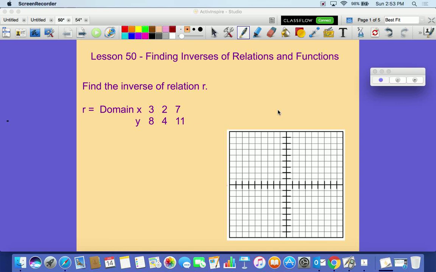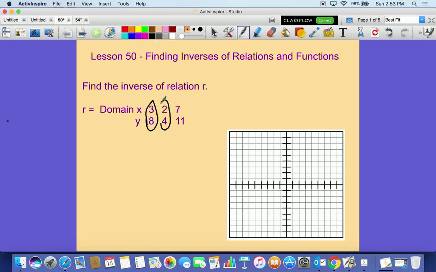Today we are going to talk about finding inverses of relations and functions. The very first thing that you can do with any of these is you can always graph them out. If you've noticed, we have an ordered pair here, and here, and here. So we could graph these, and we've got 3, 8, 2, 4, and 7, 11 is approximately there.